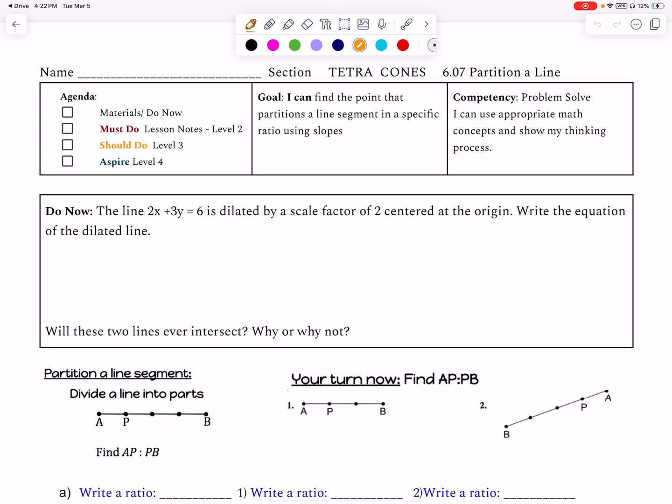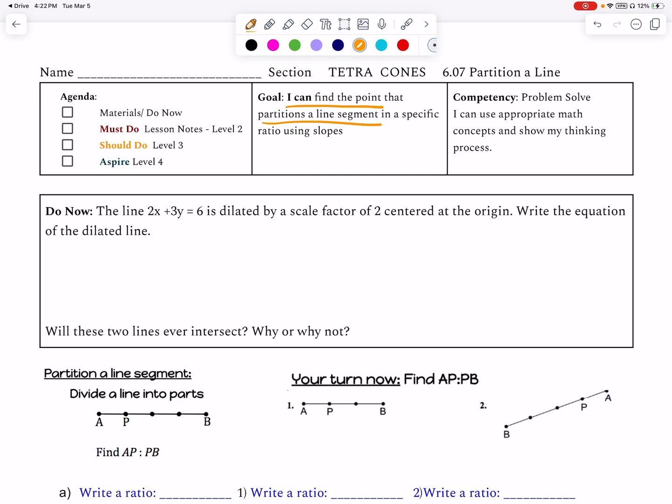Hello, lovely geometry students. Welcome to lesson 6.07, where we're going to work on partitioning a line. So our goal today is to find a point that partitions a line segment in a specific ratio using slope.